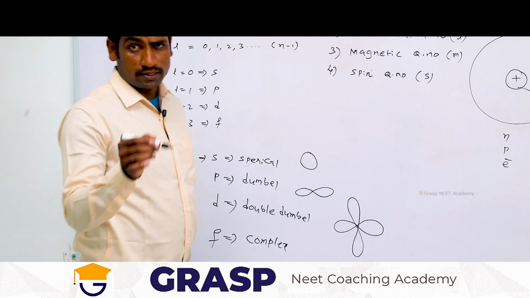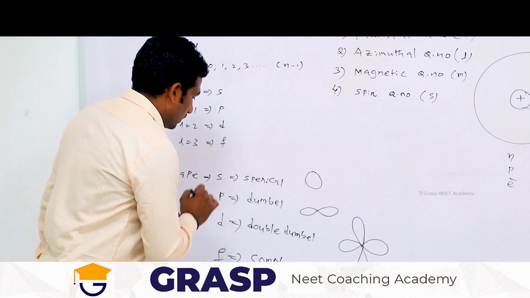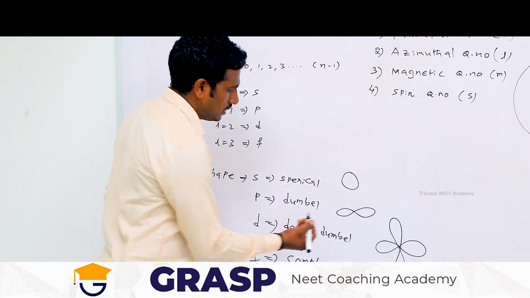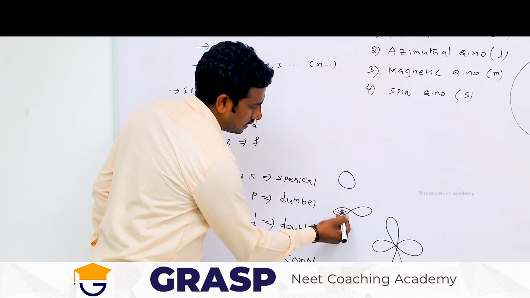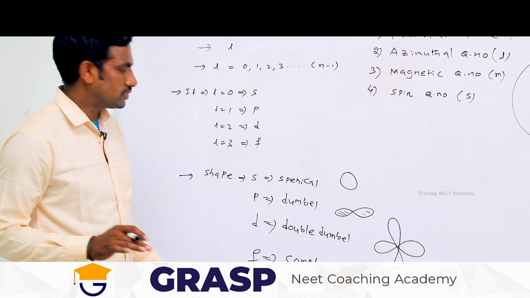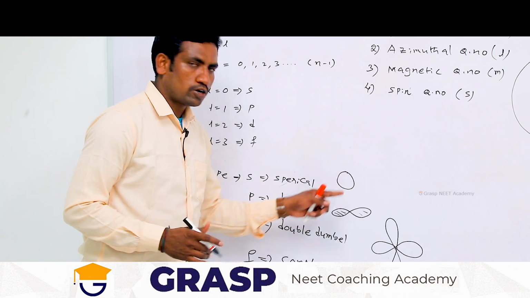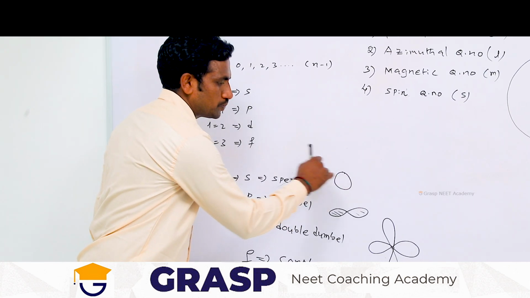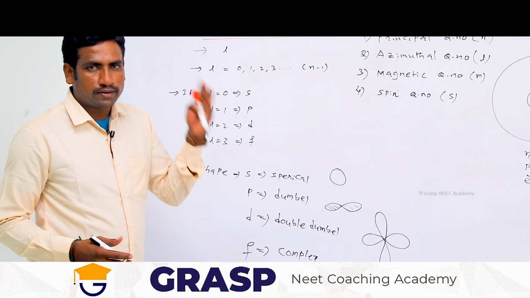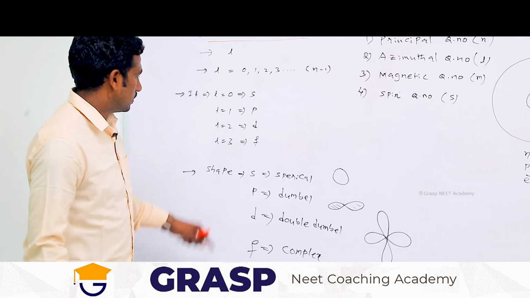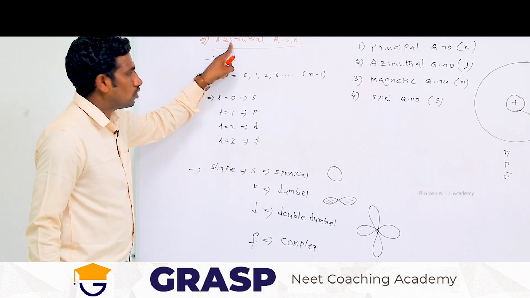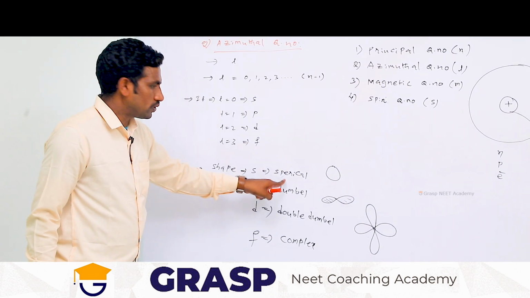S orbital means spherical in shape. P orbital means dumbbell in shape. What is the use? It tells where electrons are expected to be present. P orbital means electrons are located like this. S orbital means the electrons are present in the spherical region. So we are dividing the atom by where the electron is present. The main thing is that it will explain the shape of the orbital. S orbital means spherical in shape.